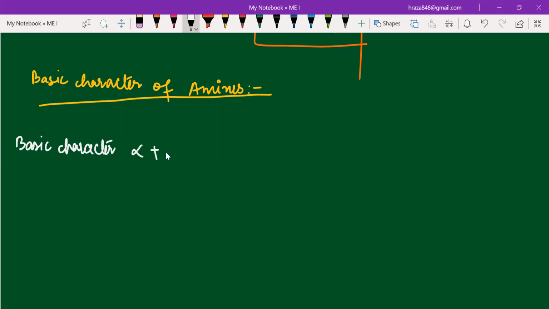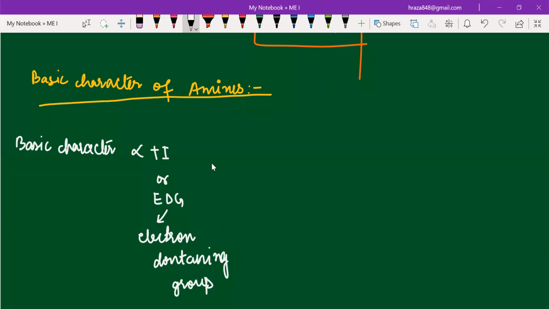Basic character is directly proportional to plus I. This is positive inductive effect, that means electron donating group, EDG. You have heard of this I, inductive effect, in class 11. It is also directly proportional to plus R or plus M, you can say. This is also an electron donating group, and it operates through pi bond, and this operates through sigma bond.